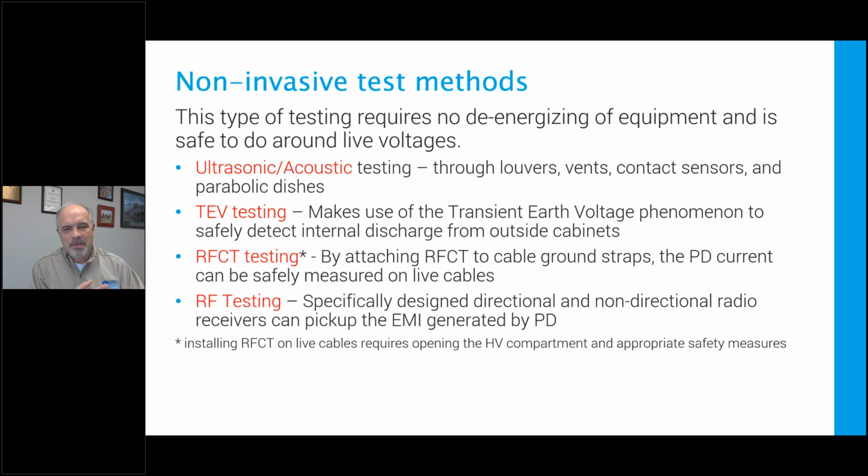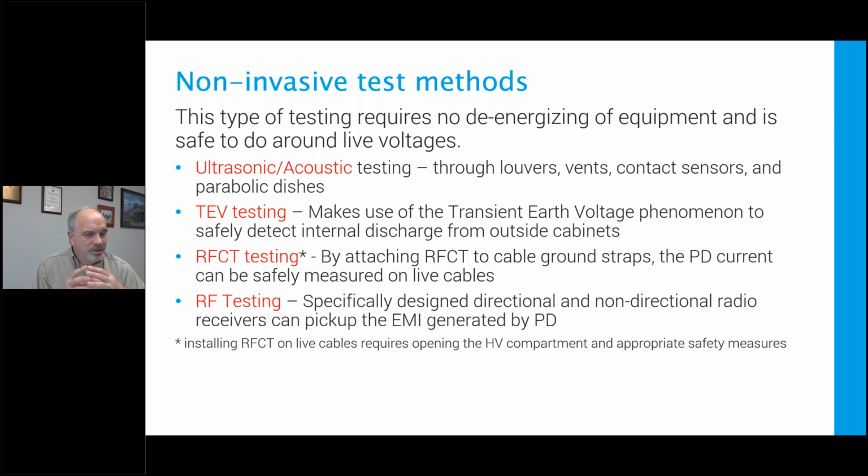So we're going to do acoustic testing of some sort, TEV testing, which is this transient earth voltage phenomenon. We're going to actually measure the voltage on the outside of the cabinets. An RFCT or an HFCT, they're called that interchangeably, is a radio frequency current transformer. So if you think about testing cables or something that's going to ground, right? Our PD pulse is trying to go to ground. If I can put a high frequency transformer around that, so it's a split core transformer, if I put that around the ground strap, I can often pick up that PD. And so that's a direct measurement of the current.